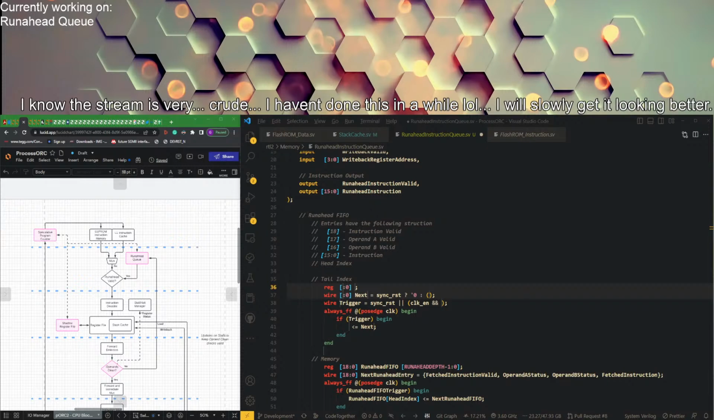I'm just standing up and stretching for a little bit since it's been an hour and a half. But cool. I should be able to get the tail and head written real quick. I just need the conditions on those.